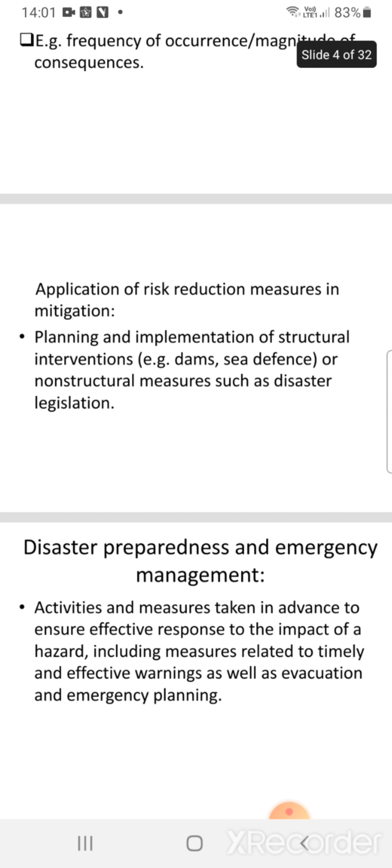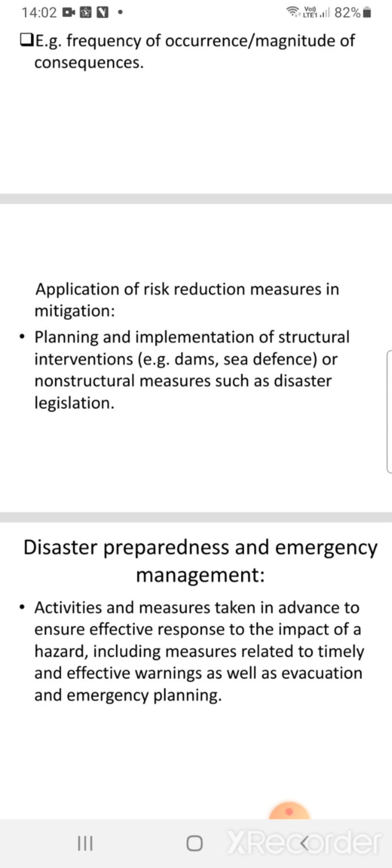Next is application of risk reduction measures in mitigation. Now the thing is that we have a lot of methods and we identify risk by risk assessment, by risk analysis, all those things, and we apply the next level, that is application of risk reduction measures. That is, we create some reduction measures for the risk in mitigation or in bringing an end to the situation.